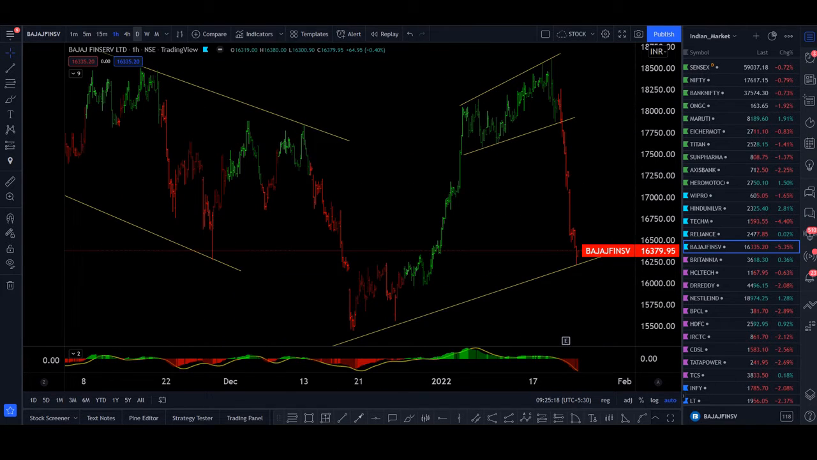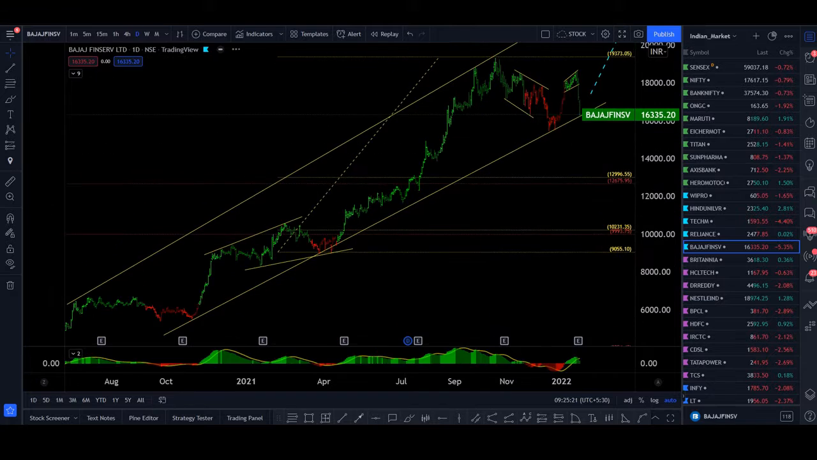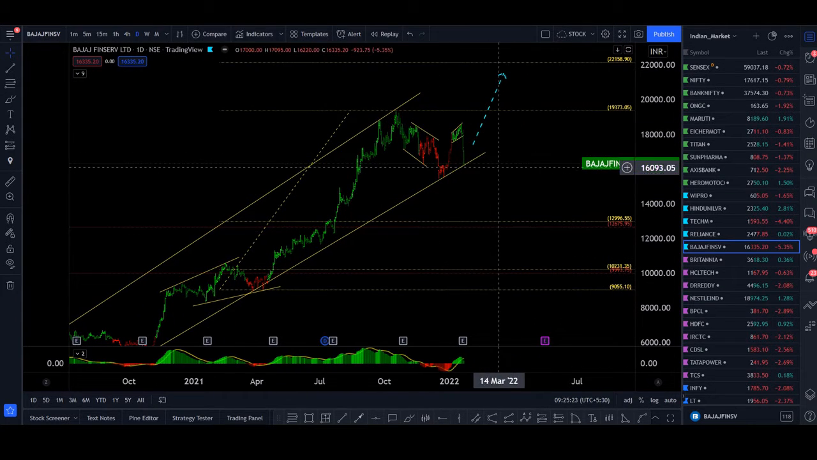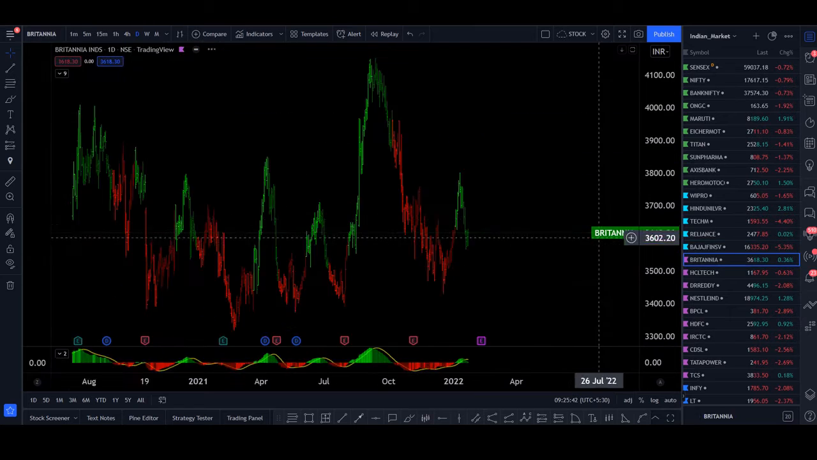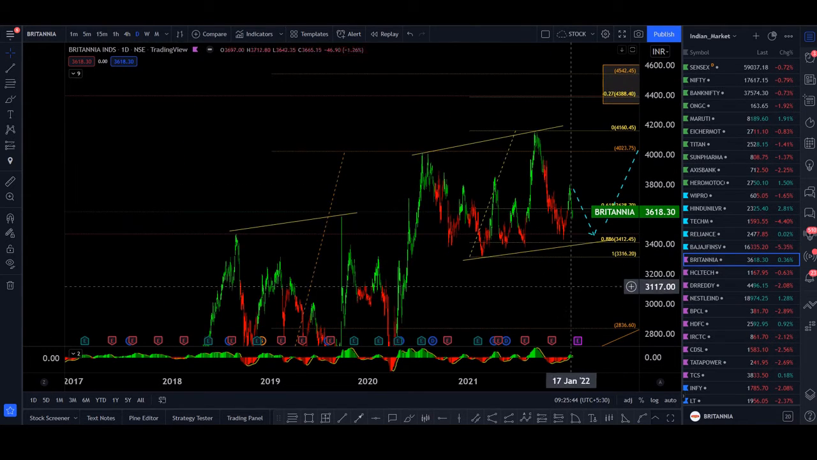Now it looks like we are still not in a downtrend yet. Maybe this may be a consolidation at this point, so you might even see a consolidation here before it breaks out. So we need to wait maybe a couple of weeks to see what happens. So these are all the trades which might come in a week possibly.